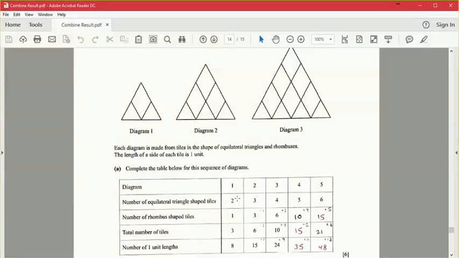And then the number of rhombus shaped tiles. Here it is 1, here it is 1, 2, 3, 1, 2, 3, 4, 5, 6. So it increases by 2 each time.